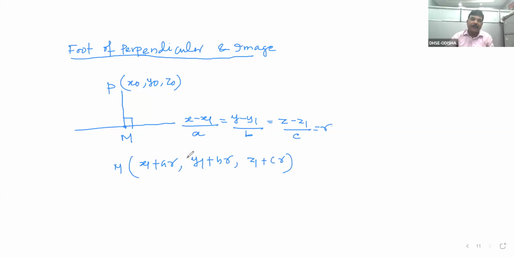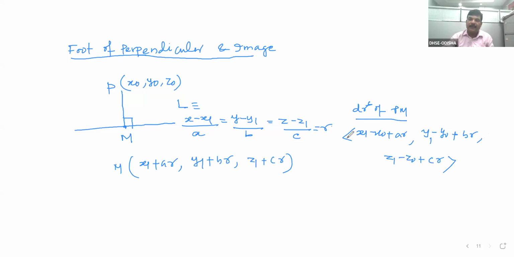Okay. If we can get the value of r, then we can get the coordinates of the foot of the perpendicular. You see, PM is perpendicular to the line L. So DRs of PM, by 2 point formula, are x1 minus x0 plus a r, y1 minus y0 plus b r, z1 minus z0 plus c r, right?